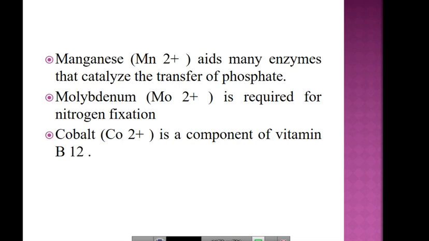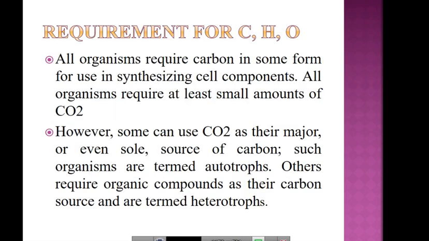Molybdenum is required for nitrogen fixation. Rather, molybdenum is a part of the nitrogenase enzyme. Then cobalt is a component of vitamin B12. So each of these micronutrients has a different role. They are called micronutrients because they are required in comparatively smaller quantity, while macronutrients are required in larger quantity. So let us discuss in detail the requirement of these macronutrients like carbon, hydrogen and oxygen.